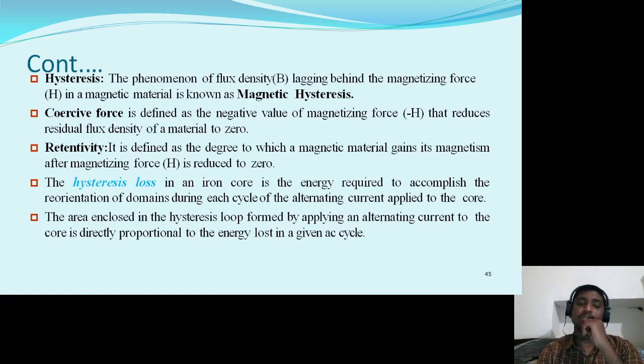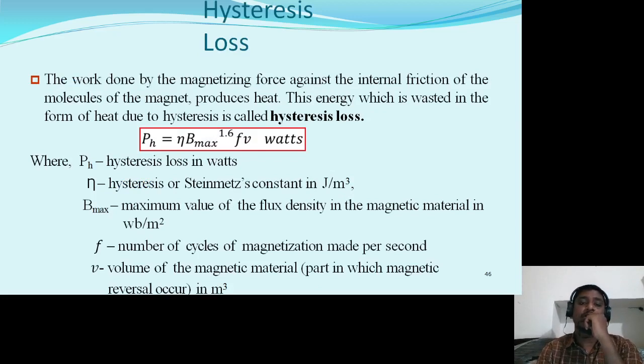The area enclosed in the hysteresis loop formed by applying an alternating current to the core is directly proportional to the energy loss. So how do we define the hysteresis loss? It is the work done by the magnetizing force against the internal friction of the molecules of the magnet. The orientation of the molecules for the positive half cycle and for the negative half cycle will be different, so we need to adjust them in one direction. For every cycle there is magnetization and demagnetization, and whatever energy we use in that process is wasted in the form of heat, which is said to be hysteresis loss.